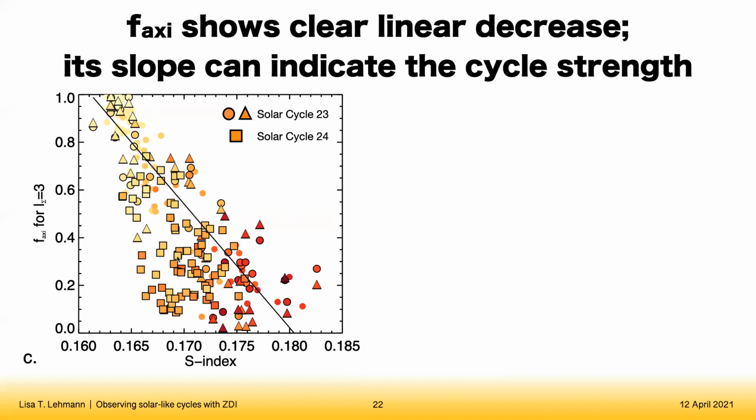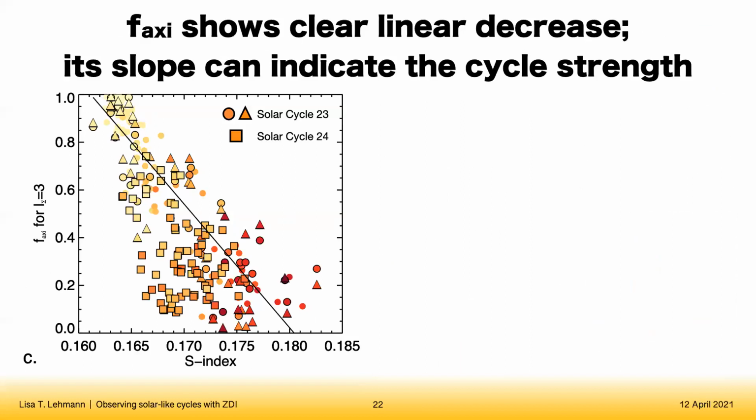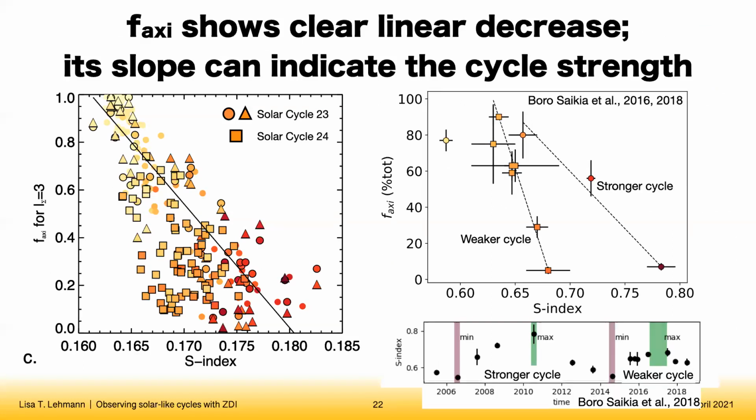And I checked with the data from 61 Cyg A, using a publication from 2016 and 2018, where she was able to observe 61 Cyg A over one magnetic cycle. That means two activity cycles, where the first one was stronger in S-index and the second one was weaker. And we see the same pattern if we plot the fraction of axisymmetric field over S-index. So this is also a really, really encouraging result.